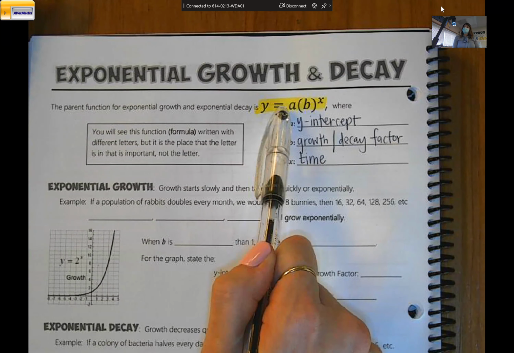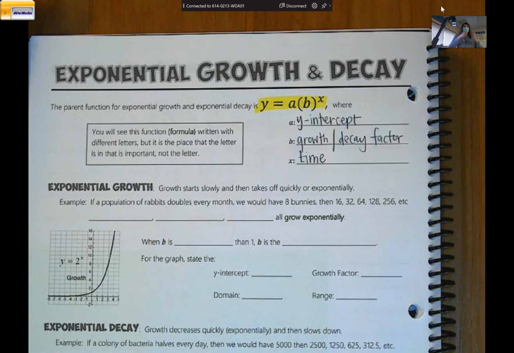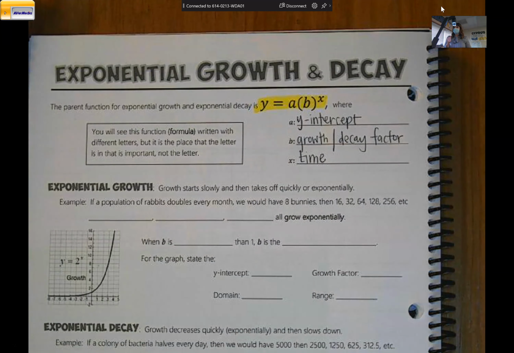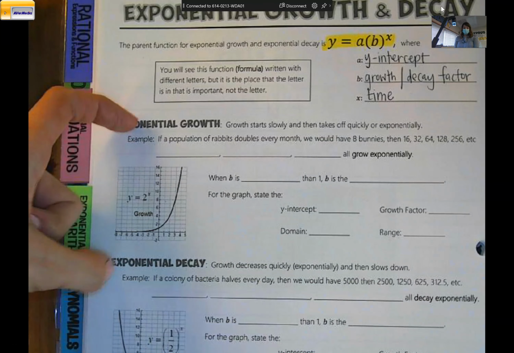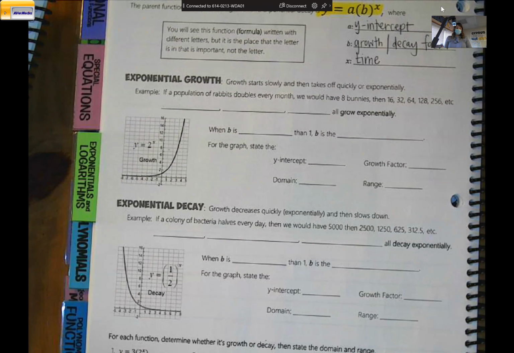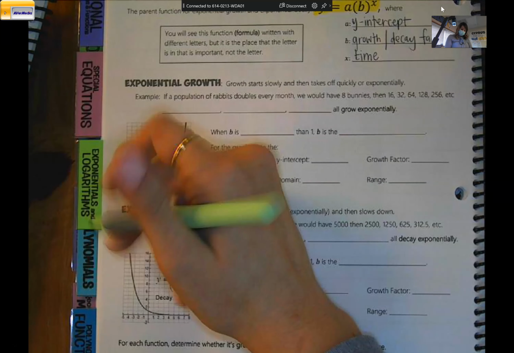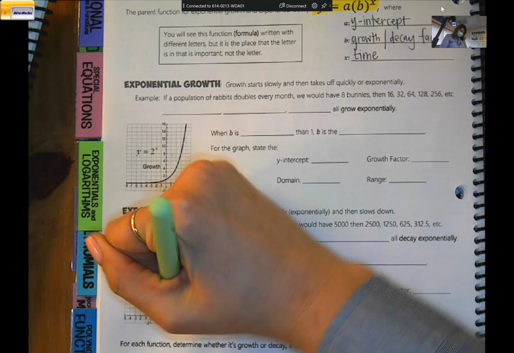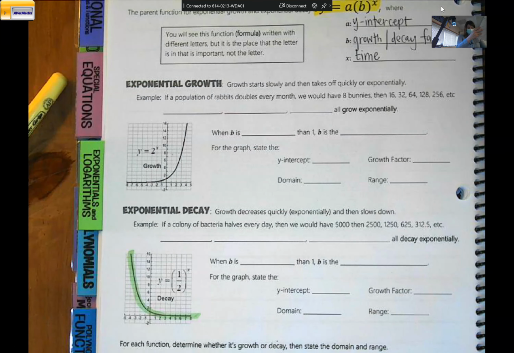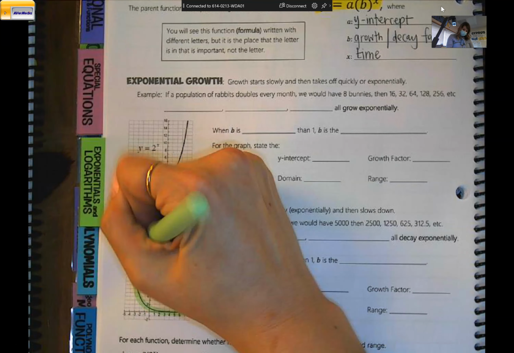So A is where you're passing through the y-intercept. B is how fast you're growing or shrinking. And x is your time. So now we have 2 examples. We have one of exponential growth and one of exponential decay. And I think that it would be helpful to look at them together before we separate them out. So I'm going to highlight them and then talk about some of the differences in how they look. They really should have arrows at the ends.